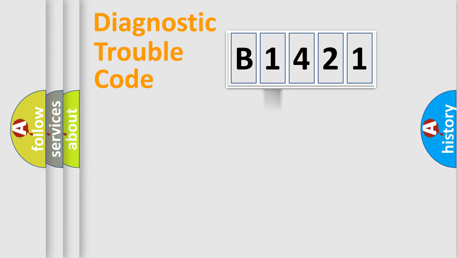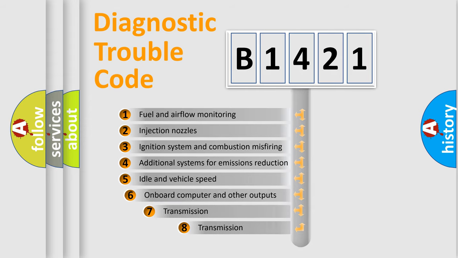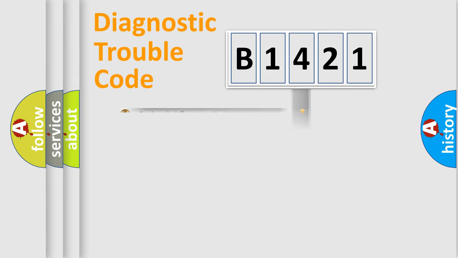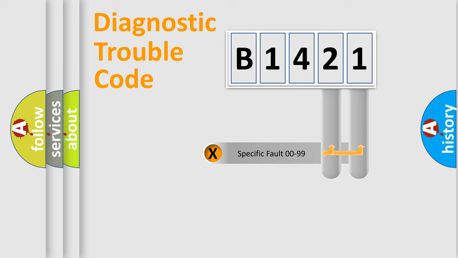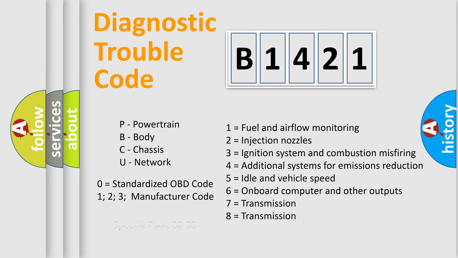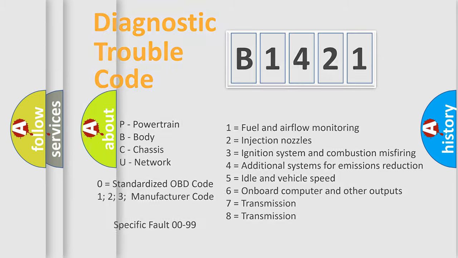In the case of the numbers 1, 2, 3, it is a more prestigious expression of a car-specific error. The third character specifies a subset of errors. The distribution shown is valid only for the standardized DTC code. Only the last two characters define the specific fault of the group. Let's not forget that such a division is valid only if the second character of the code is expressed by the number 0.